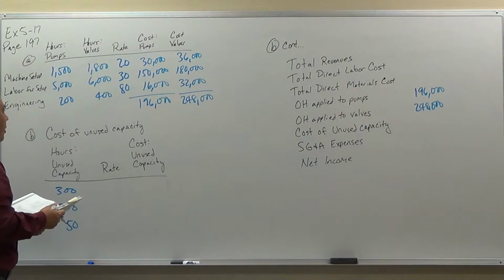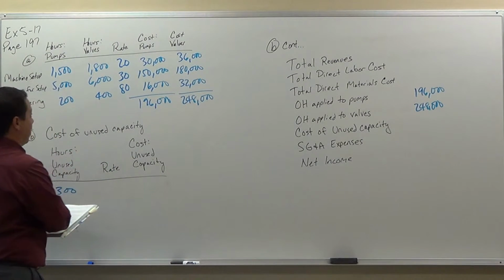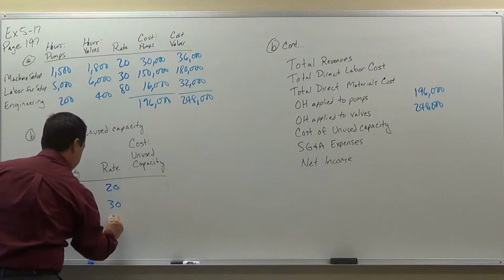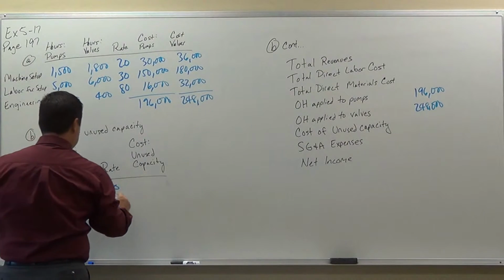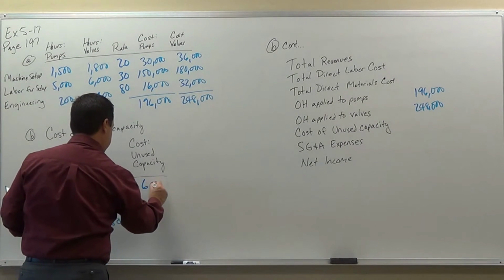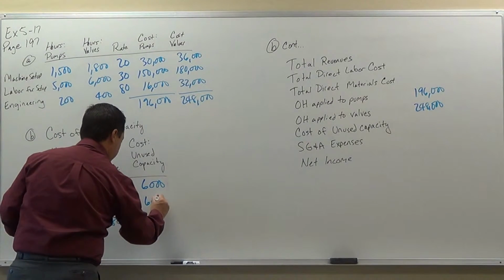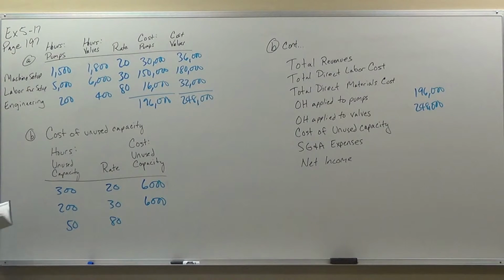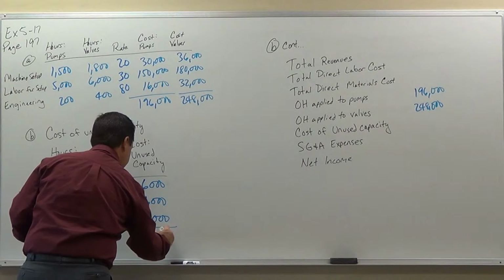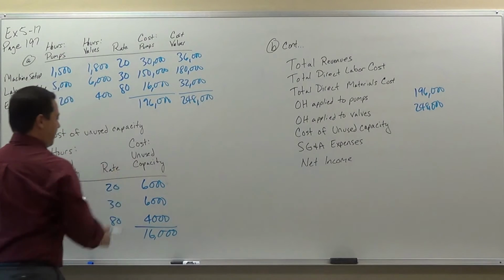So in here, what I'm going to do is figure out what we're not using of that, the cost of that. So to figure out what the rates are, remember that's in that table again, I'm just going to take it from right here from the previous part of the problem. So I have 20, 30, and then 80. So I'll multiply these out. So I have the 20 times the 300. So the 20 times the 300 gives me 6,000. And then my 200 times the 30 gives me another 6,000. And then my 50 times the 80 gives me 4,000. So I total all that up, that looks like 16,000. And that gives me my total, my cost of unused capacity here.